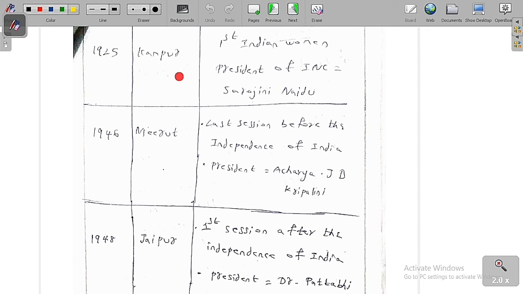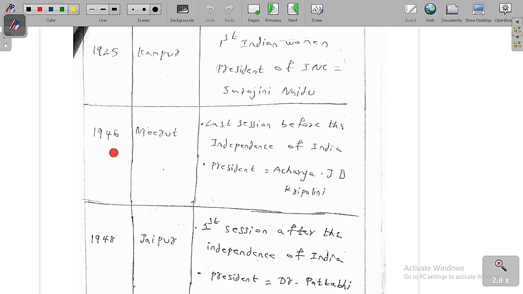Then comes the 1925 meeting. It was held in Kanpur, and the first Indian woman president of INC was Sarojini Naidu. She is also called the Nightingale of India. So the first Indian woman president of INC is Sarojini Naidu.